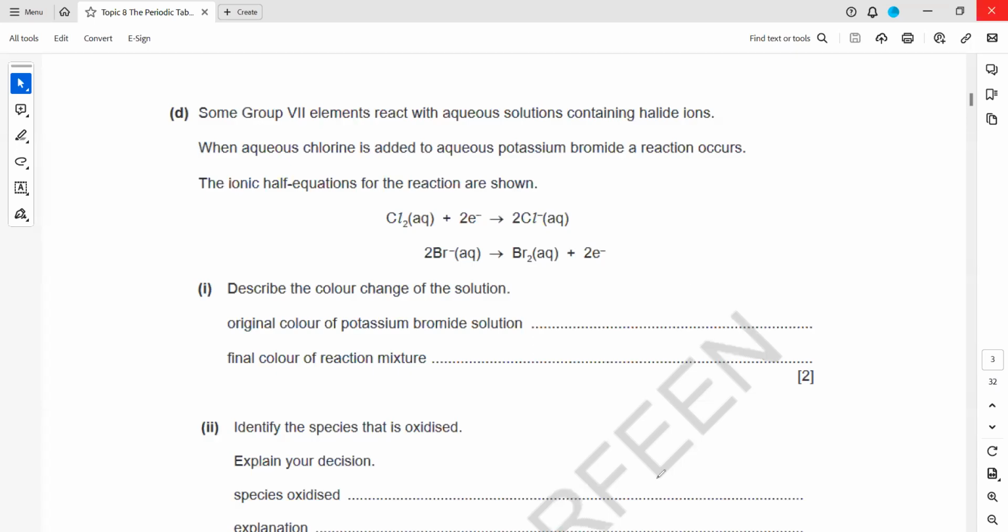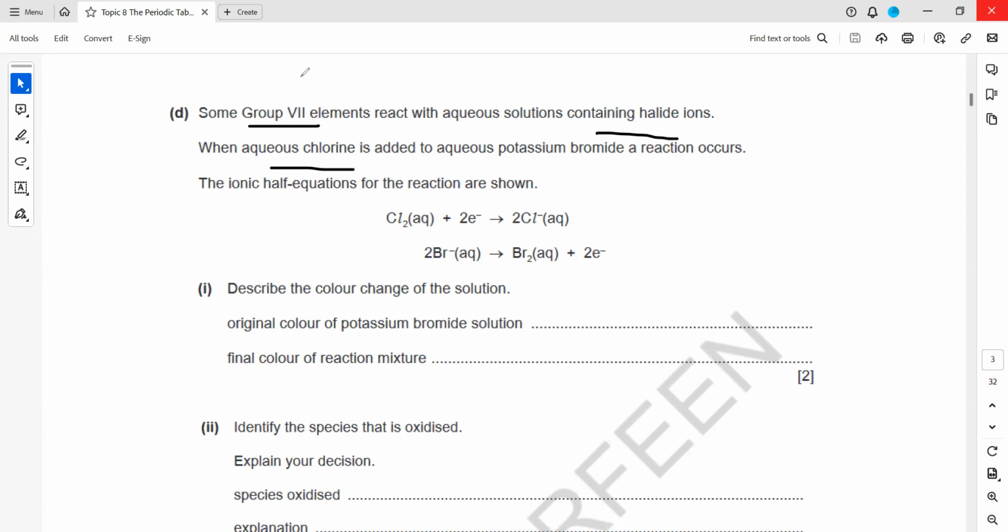So, structure questions from topic 8, which is the periodic table. You can use my chat or screen annotation to answer these questions. Some group 7 elements react with aqueous solutions containing halide ions. When aqueous chlorine, meaning chlorine dissolved in water, is added to potassium bromide, a reaction happens. Ionic equations for the reactions are shown.